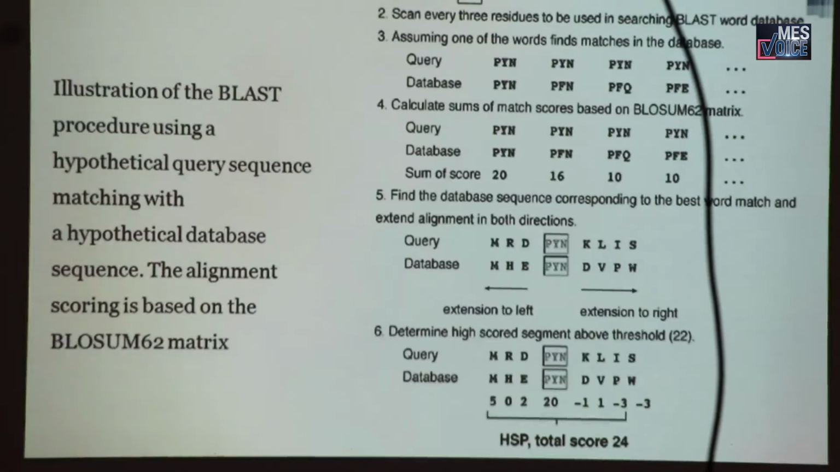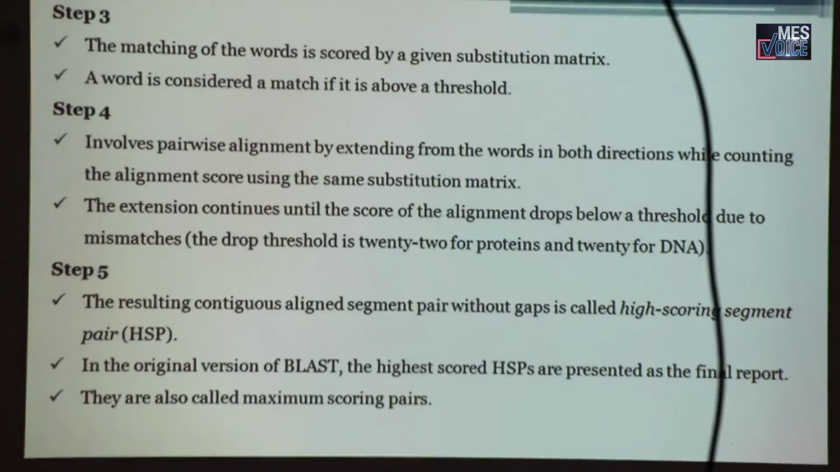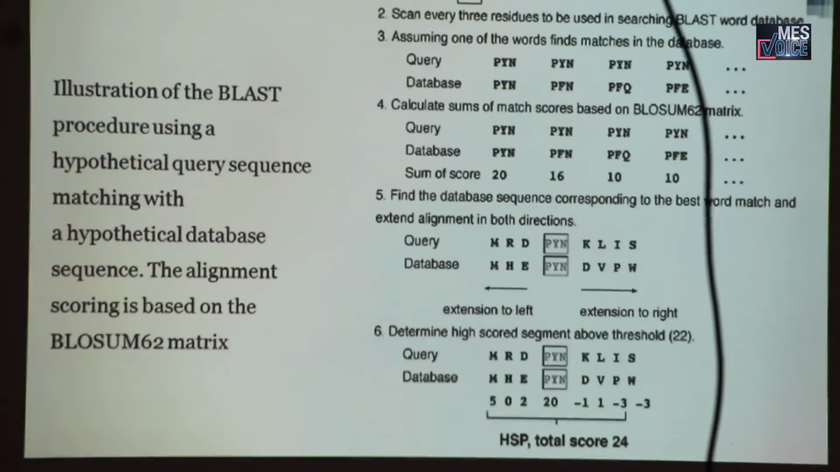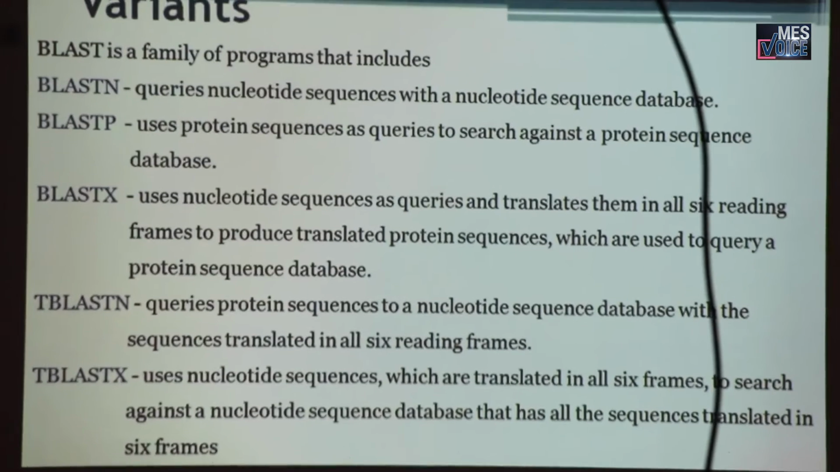Here in BLAST they use the word method, not the dot plot or dynamic programming. Word by word is searched. The sequence is used as words. And then they will give a score, HSP, that is the high scoring segment pair, or it is called the maximum scoring pair. I will leave my slides here. You can access them whenever necessary. Okay, these are the variants.